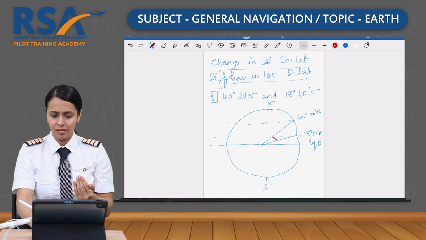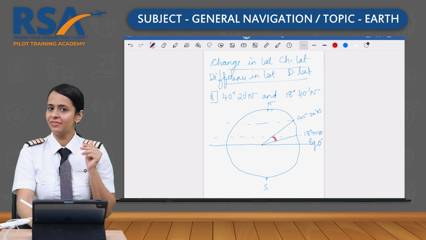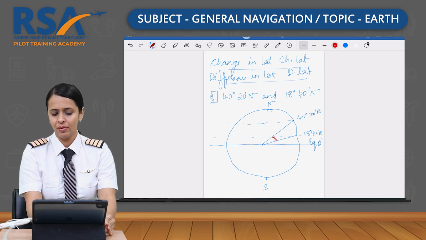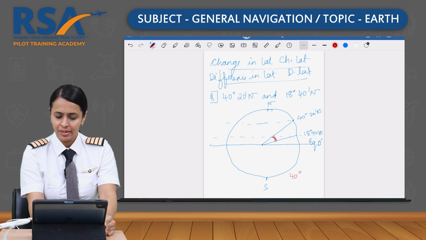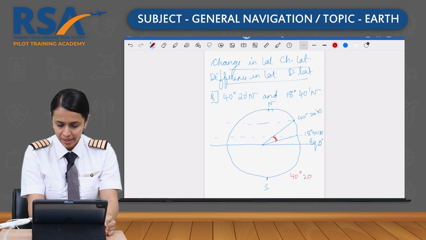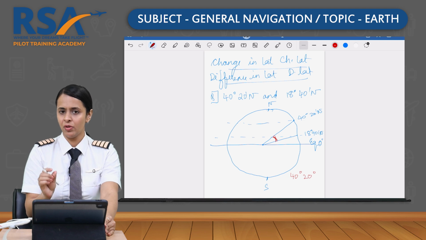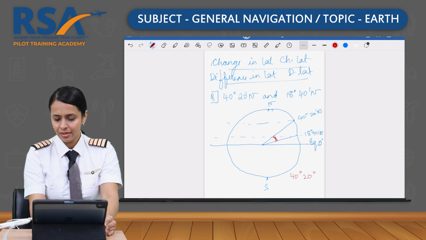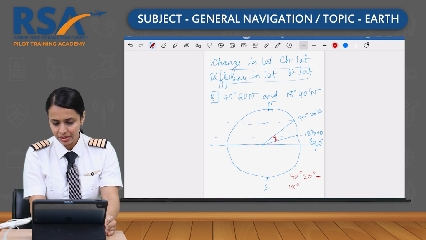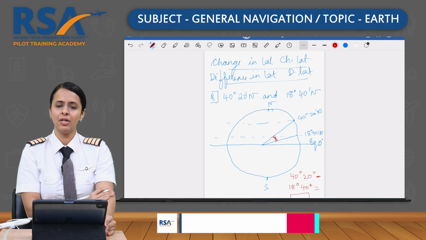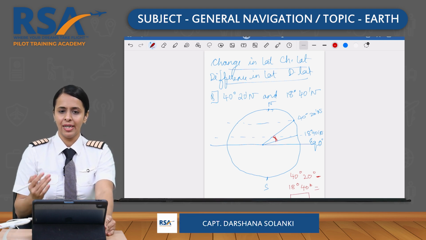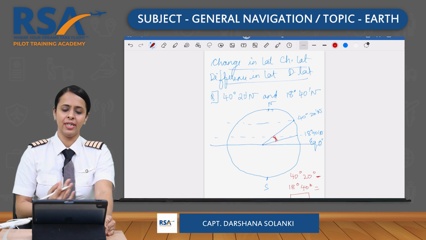So in your calculator you will do this. We need a scientific calculator for it. On the calculator you will type in 40 and then the degree sign, and then you will write 20 and again type in the degree sign. So this becomes 40 degrees and 20 minutes. Now I subtract it. So on the calculator you put minus and again you write 18 degrees and 40 minutes, and then you press the equal to sign and you will get your answer. And this is how you calculate a difference or a change in latitude.